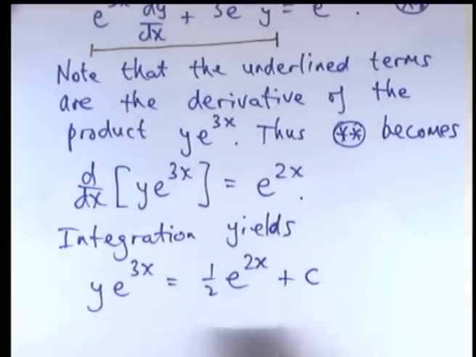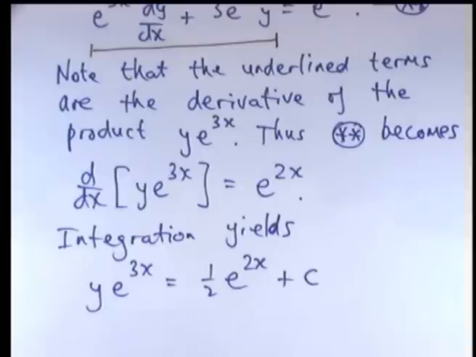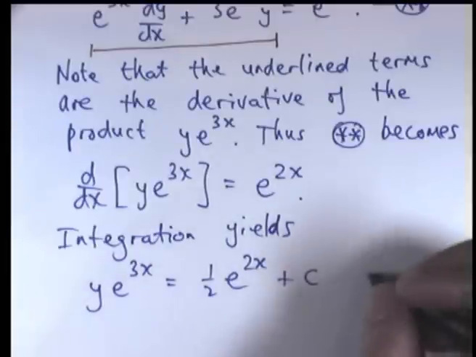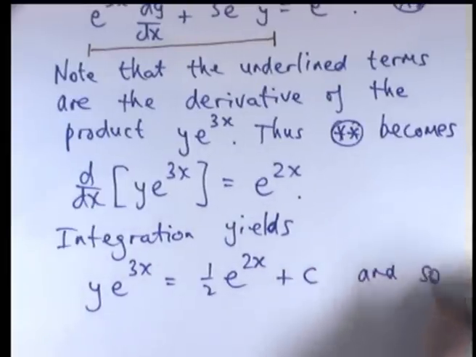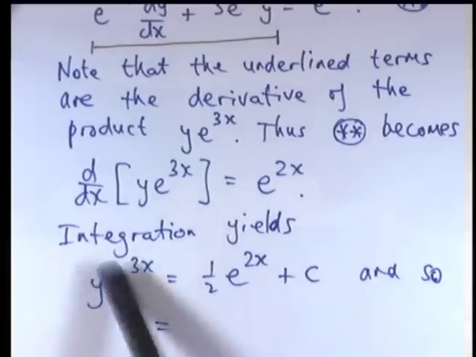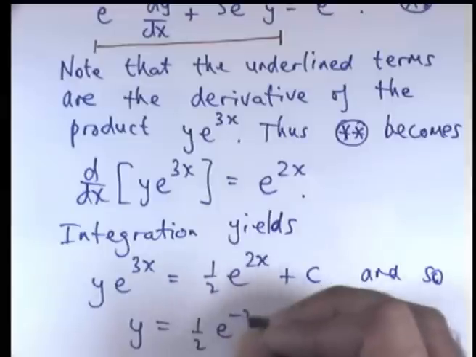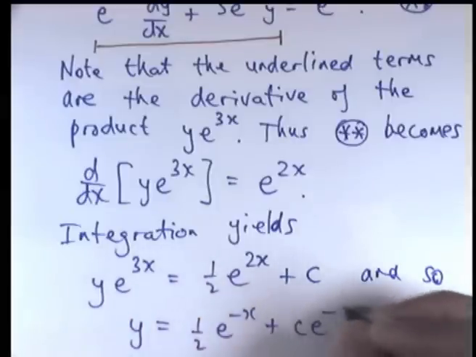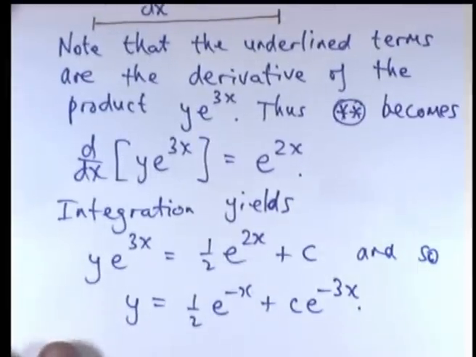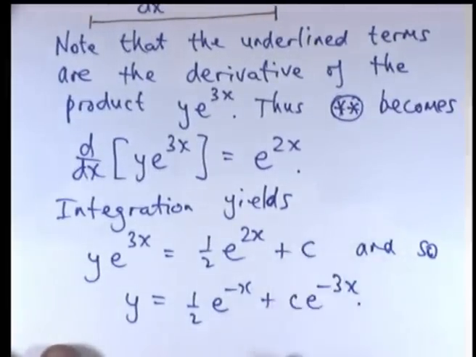All right, so let's look at this line now. I can rearrange and make y the subject. In other words, I can now rearrange to find the unknown function that satisfies our original differential equation. So if I bring this down here, I'm going to get 1/2 e to the minus x plus c e to the minus 3x. All right, so that's our solution. Now, c is just the constant of integration here. Okay, so let's review that solution.